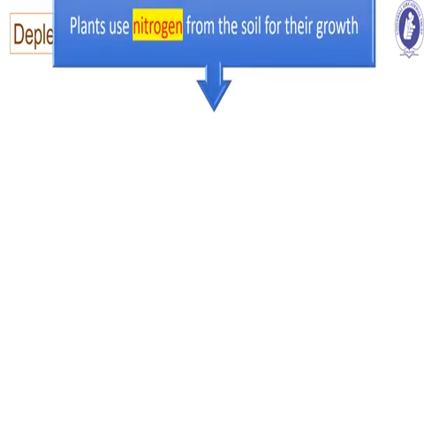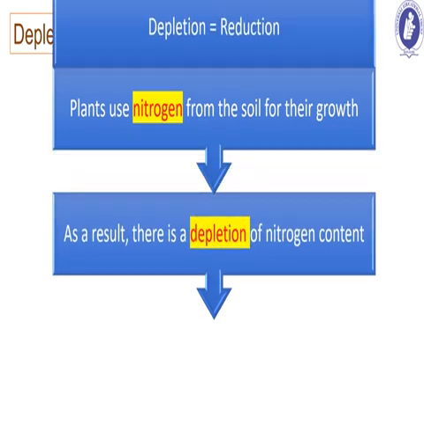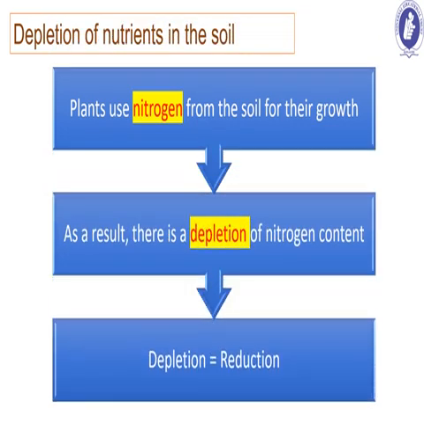We know that plants use nitrogen from the soil for their growth. As a result, there is a depletion of nitrogen content. The word depletion means reduction. The more absorption of nitrogen by the plants from the soil, the more it causes a reduction of nitrogen content in the soil.